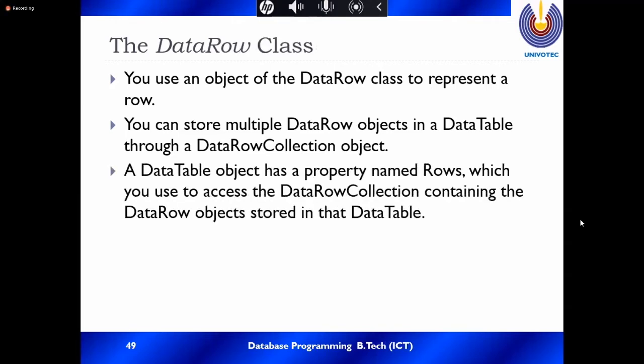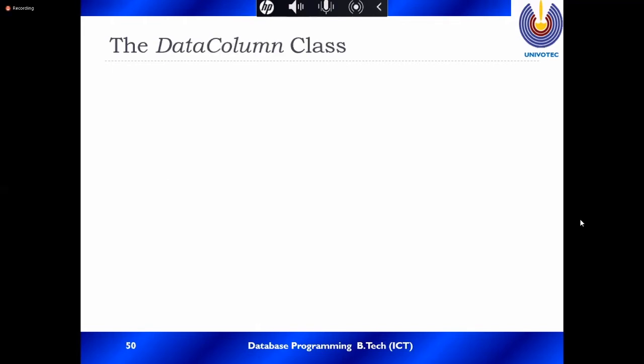The data table object has a property named rows. A data table has a rows property, which is used to access the data row collection containing the data row objects stored in the data table. Okay, that is the rows collection. Then data columns.